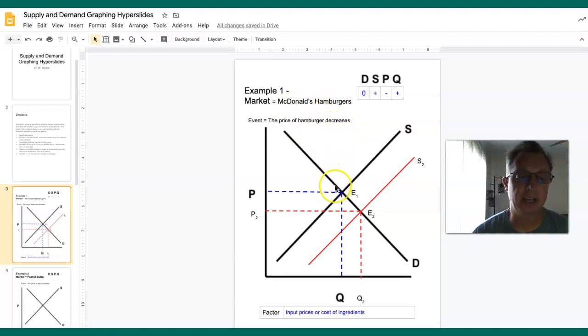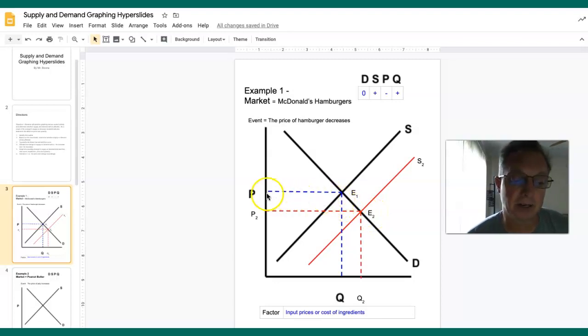So in this case, it's not going to affect the demand, so we put 0 there. It's going to affect the ability for McDonald's to supply, so we're going to put a plus on the supply end. Then we're going to move our curve to the right, a right for an increase. So now we have supply to the right for hamburgers. The new intersection point is your new market clearing price, also known as equilibrium. So that's why you have E1 and E2 located here.